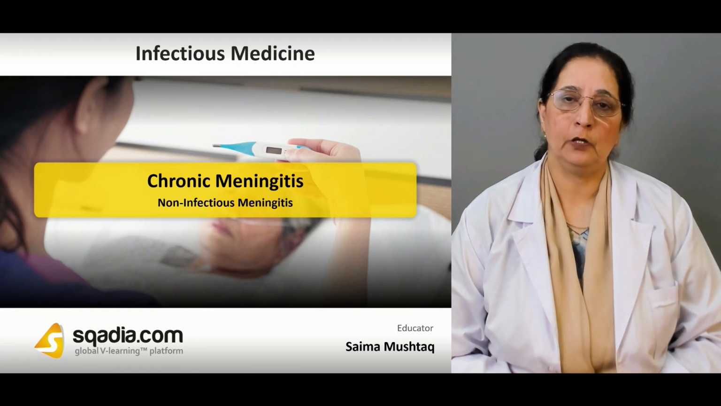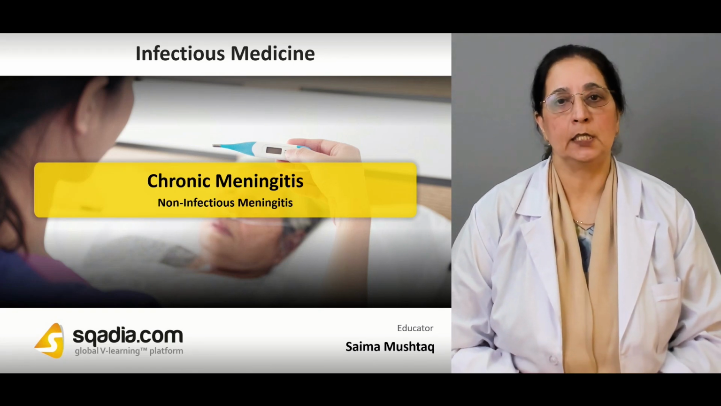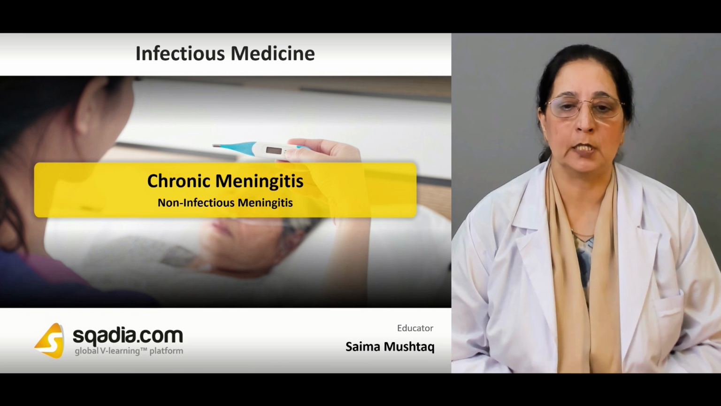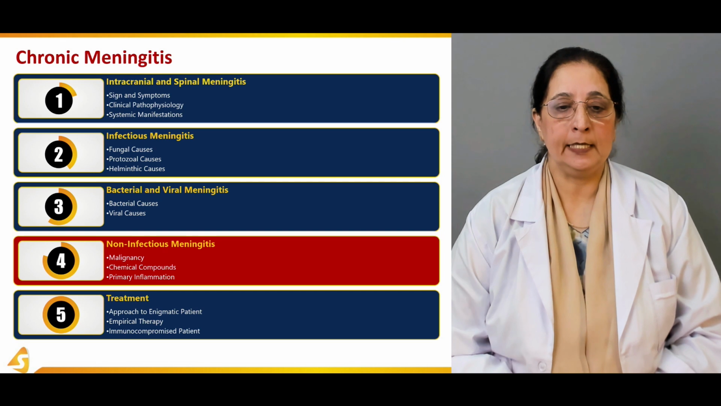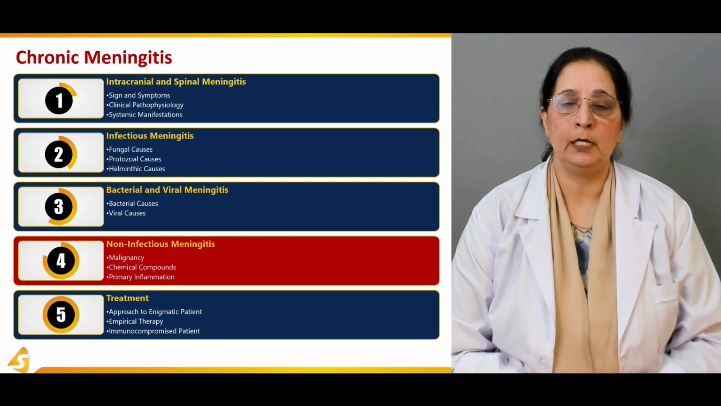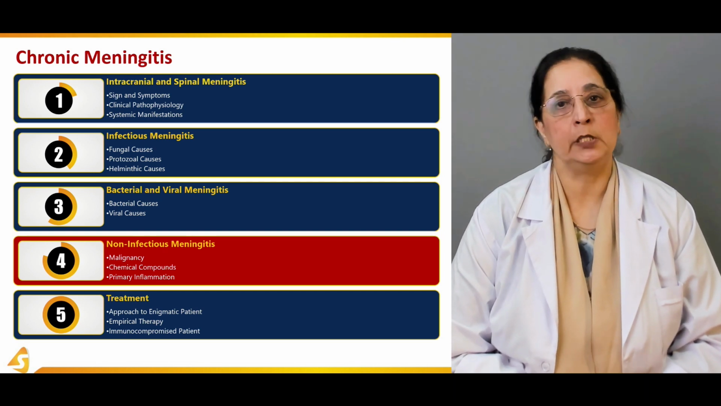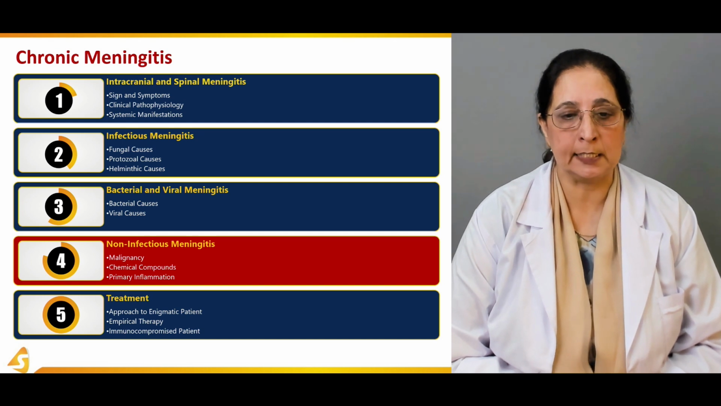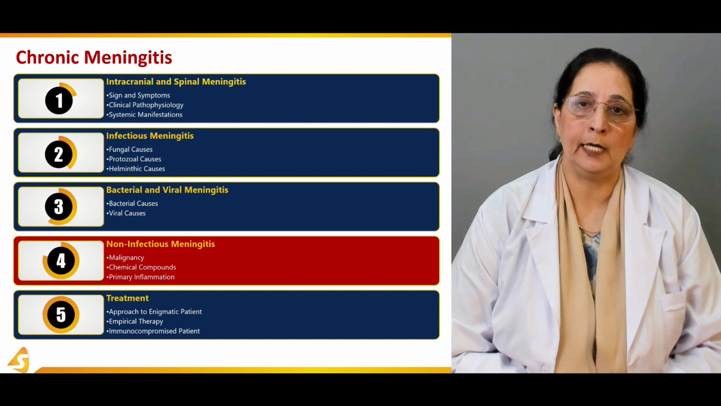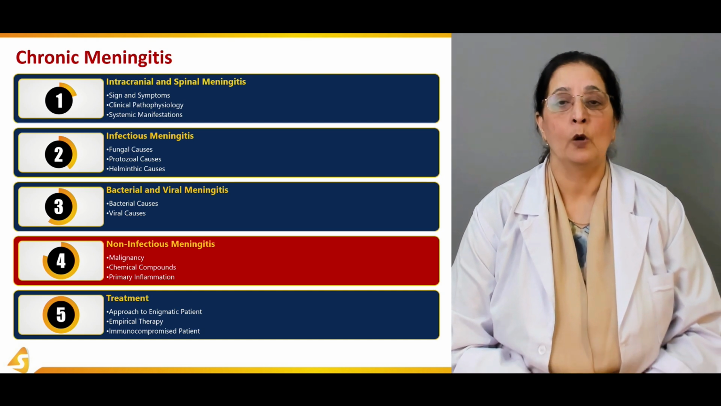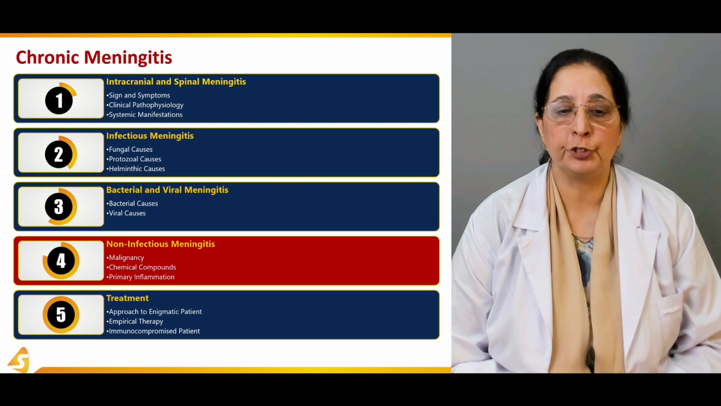Now, in this section of the lecture, we will discuss some non-infectious causes of chronic meningitis. In this, we will discuss the malignancy associated with chronic meningitis, some chemical compounds associated with chronic meningitis, and also primary inflammation.